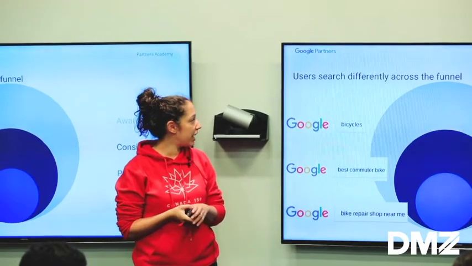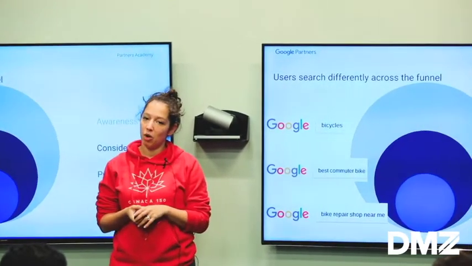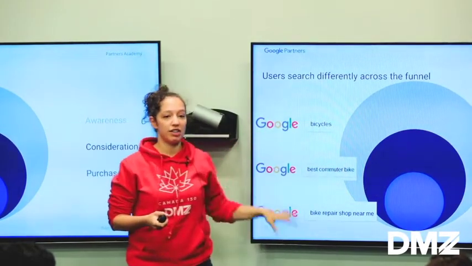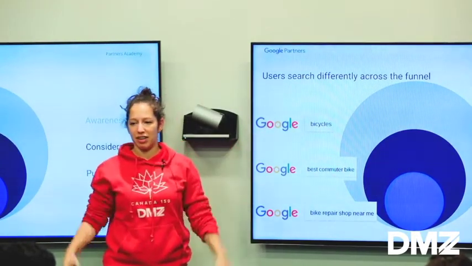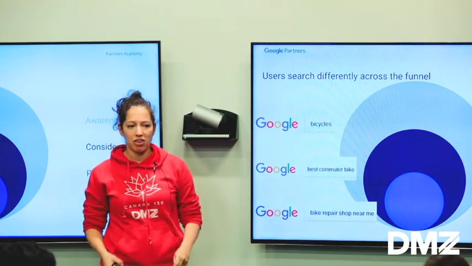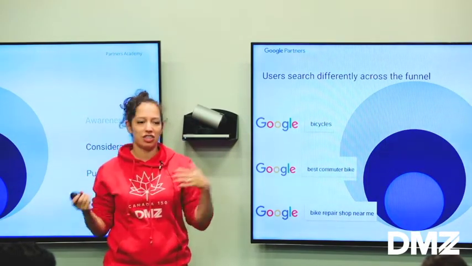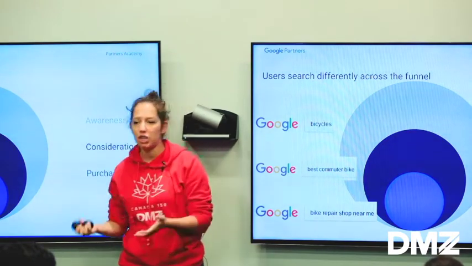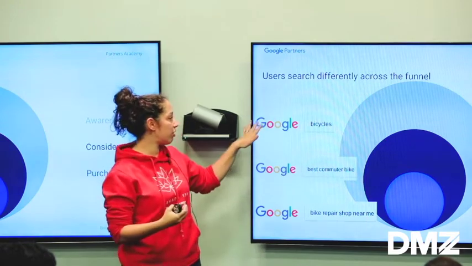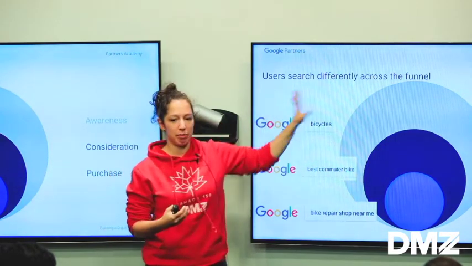So bringing our funnel back, users search differently when they are at different places in the funnel. Someone who's in that bigger awareness bucket might just search bicycles. But what does that mean if they're just searching bicycles? Do they want to buy a bicycle? Are they an athlete? Do they want a bicycle for a child? Do they just want a picture of a bicycle? Do they want a cake in the shape of a bicycle? We don't really know. So that's interesting, but maybe you come back to that later.